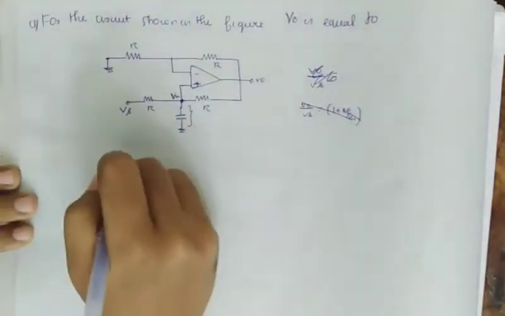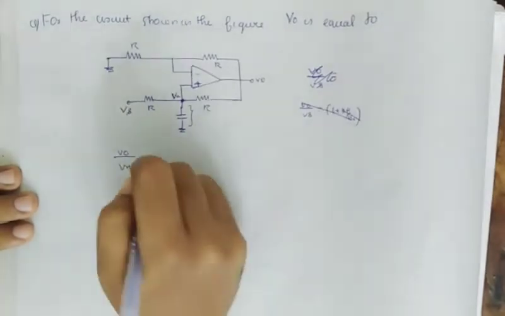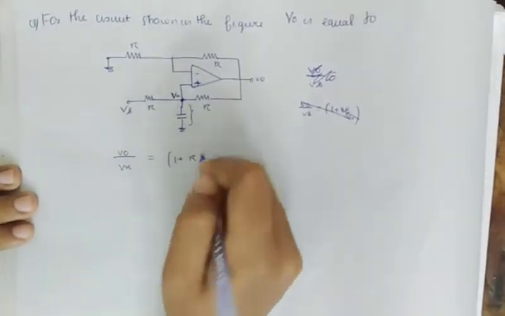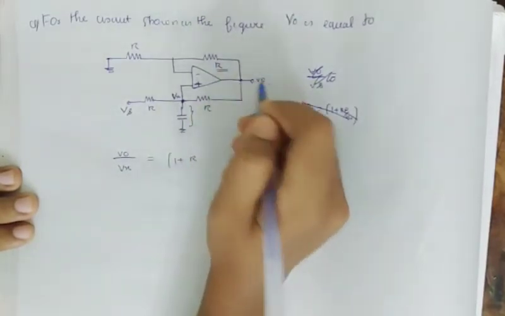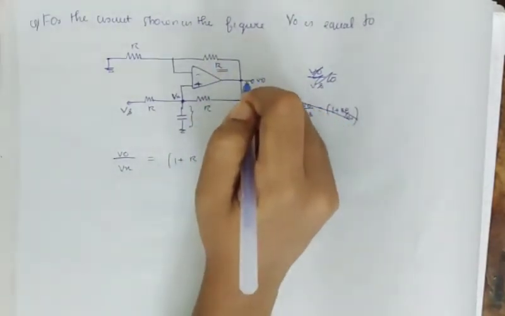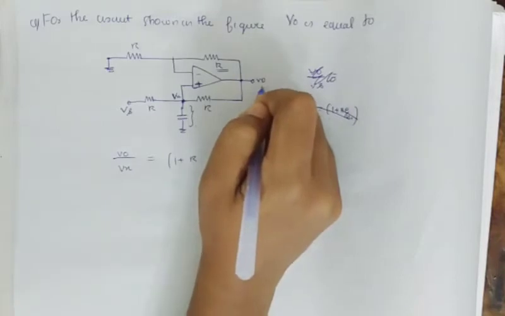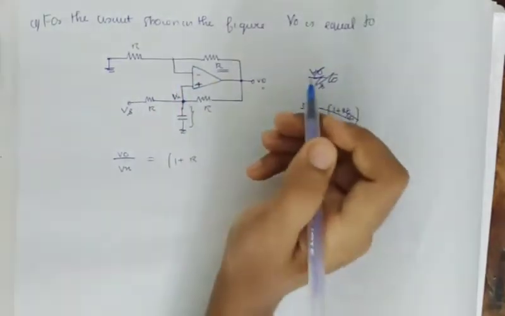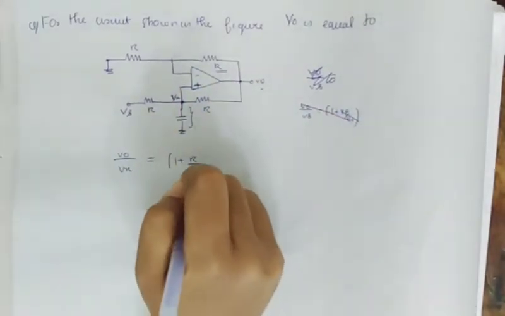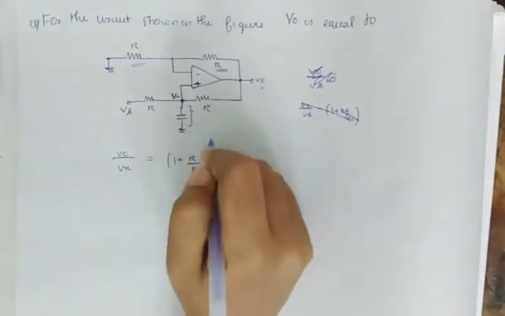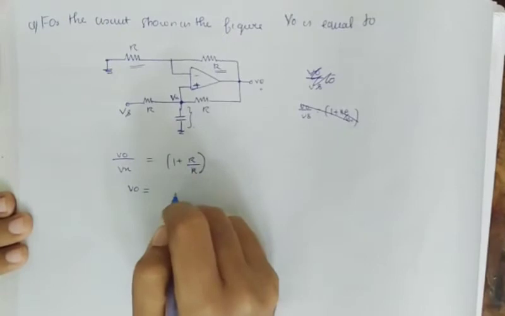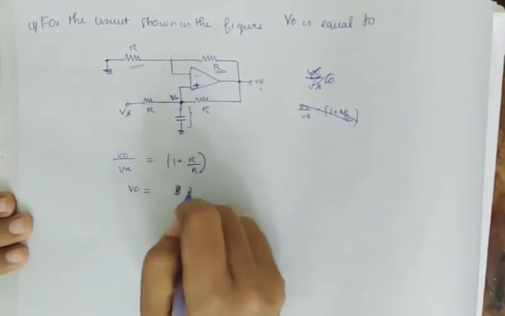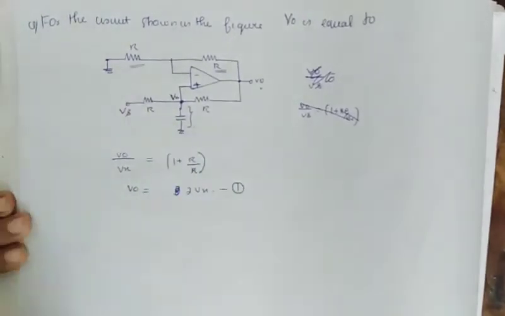So here V0 divided by Vx equal to 1 plus Rf divided by Ri. Instead of Rf we have R. Rf is the feedback resistor that is connected from our output to the input. The Ri is our R. So this is V0 equal to 2Vx. Let this be 1.